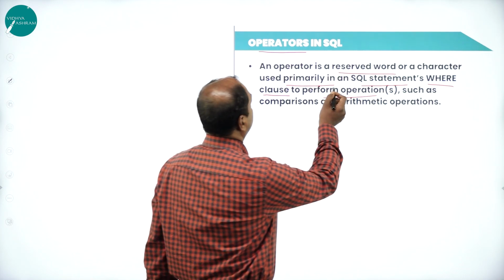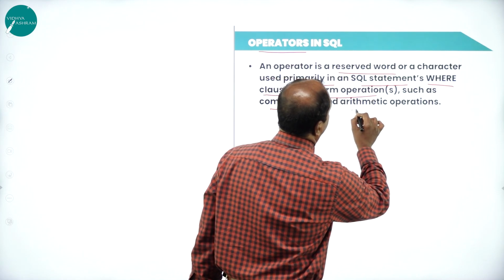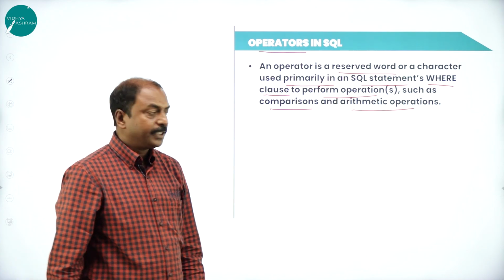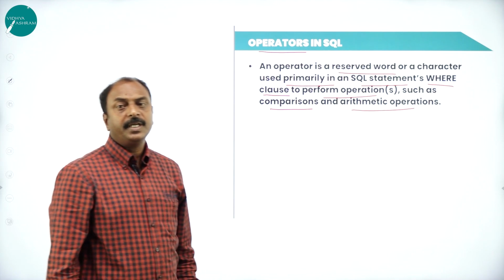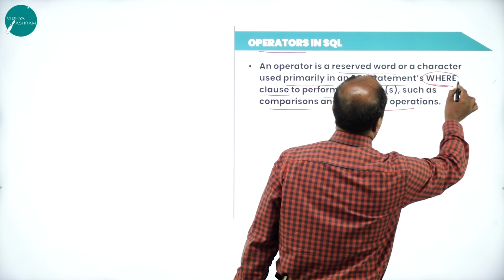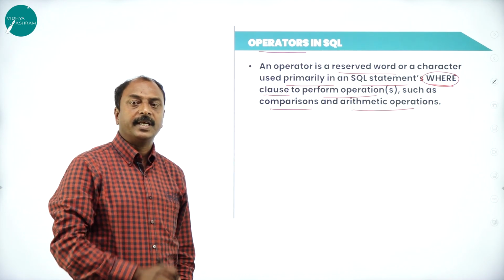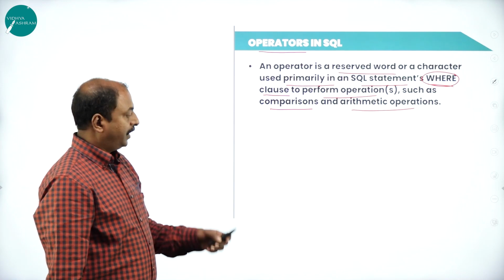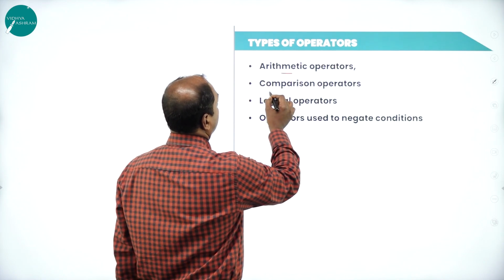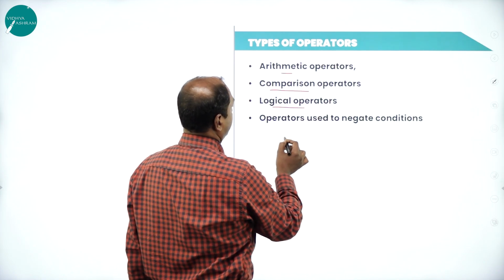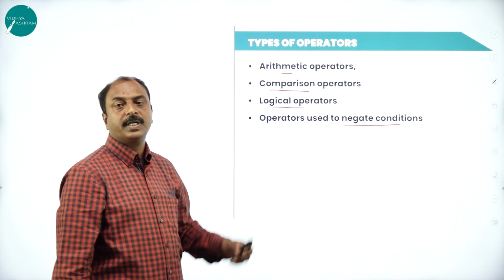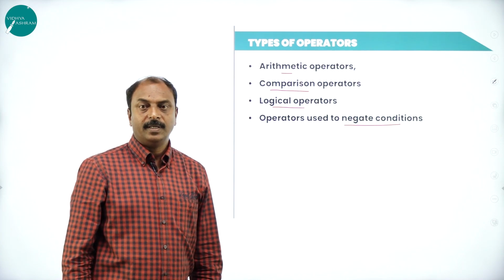And we have operators for comparison as well as arithmetic operations. So, in general, an operator does a specific operation. It is a type of reserved word used in SQL commands, and we are using it along with the WHERE clause. We are using different types of operators along with the WHERE clause. Now, let us see the different types of operators. One is arithmetic operators, comparison operators, logical operators, and operators for negate conditions. These are all the different types of operators of SQL.